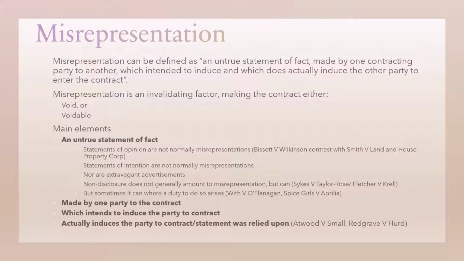The second element, it must be made by one party to the other in the contract. It intends to induce them into the contract, so look for: did they try to get them into the contract by lying? And of course it must have actually induced them to enter the contract, so you need to prove that the statement was relied upon. So it's not relied upon, for example, when they do their own checks or when they inspect the goods.